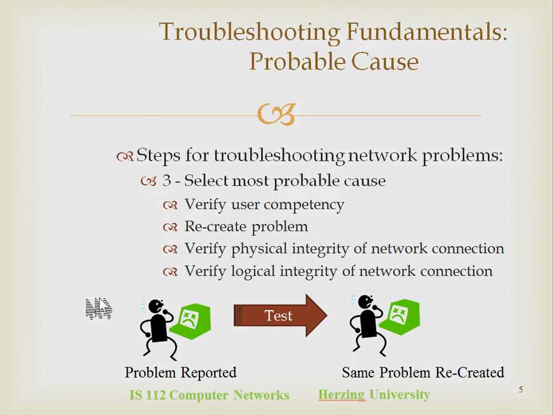Okay, so step 3: select the most probable cause, verify user competency, recreate problem, verify physical integrity of network connection, verify logical integrity of network connection. If you can test, and if the same problem is recreated, you're in good shape because you can now consistently create the problem. Intermittent problems are more difficult to troubleshoot.